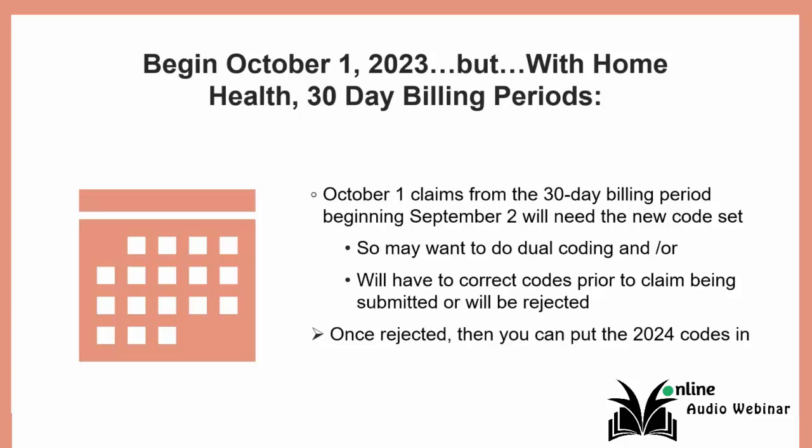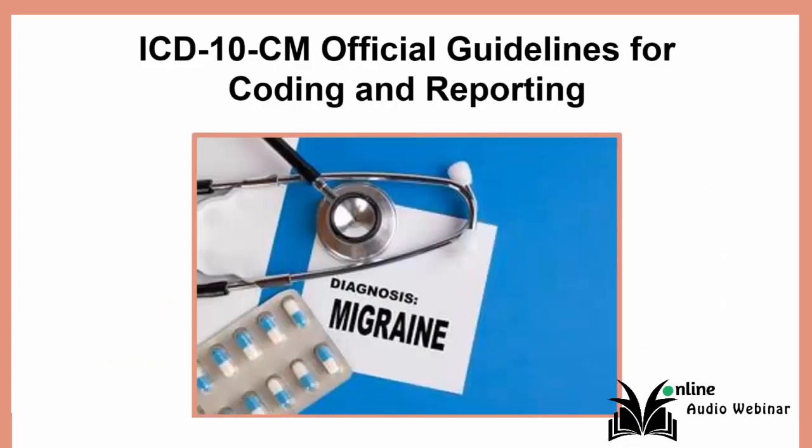And so for those of you in home health, 30-day billing periods, you have to remember that the 30-day claims that start September 2nd are going to need the new codes. All right, so first the guidelines. There aren't a lot of guideline changes.